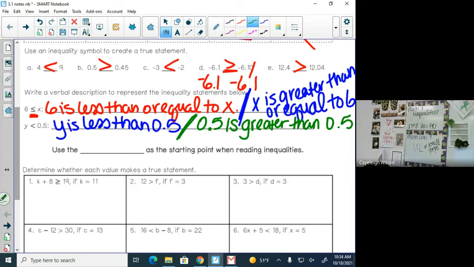Now, a lot of people, when they do these, they always tell you, you must read it from left to right, or you must read it starting at the variable. I don't care, okay? As long as you can read it, I don't care if you start at the variable or you start at the number, but I will tell you over the years, most people read it starting at the variable. So right here in the notes, it says use the variable as the starting point when reading inequalities.